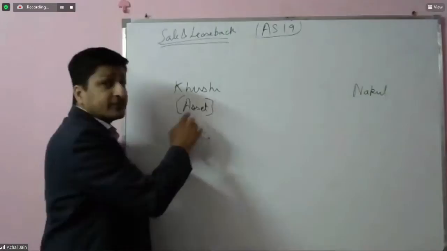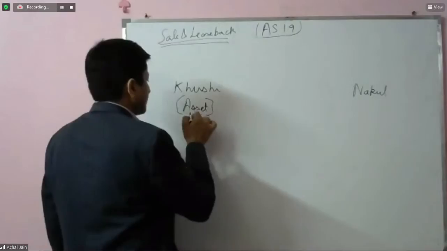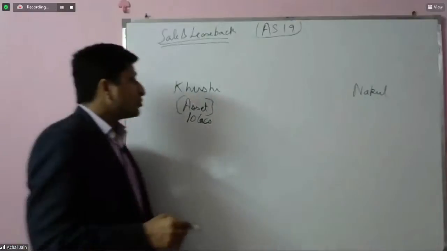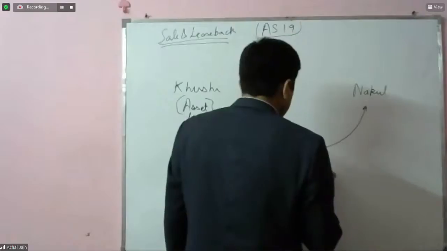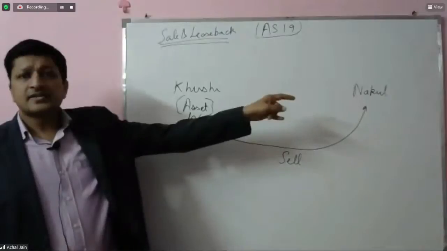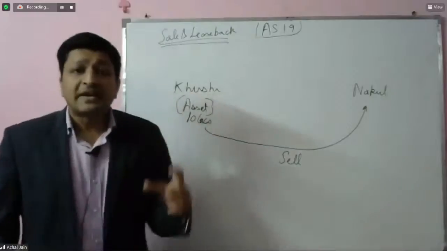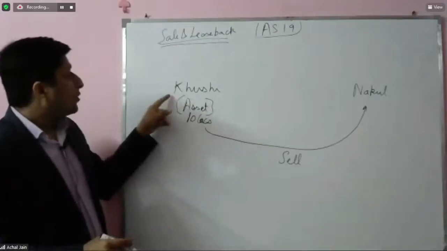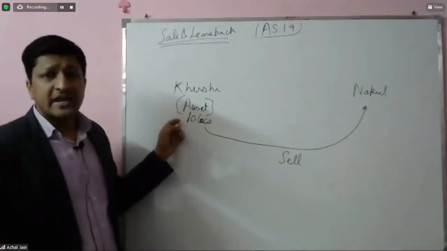Let's suppose the value of this asset is 10 lakhs. So first of all, what would Kushi do? Kushi will reach out to Nakul and sell this asset. So Kushi has sold the asset to Nakul. Now by selling the asset to Nakul, the money which Kushi required has been received. So now Kushi has got 10 lakhs, but the asset is gone. Ownership of the asset is gone.